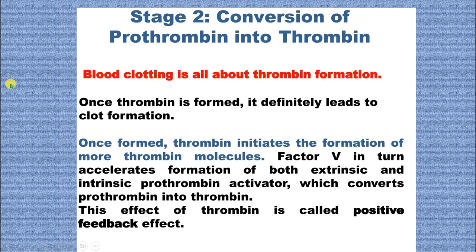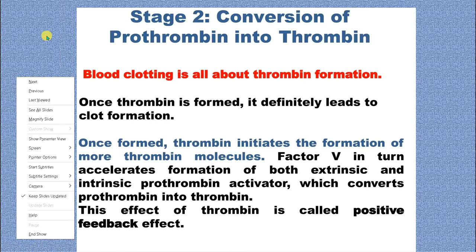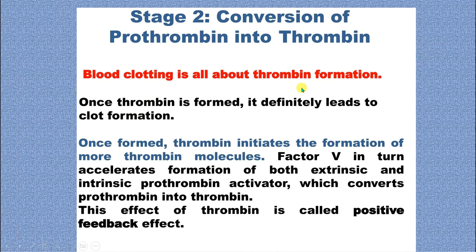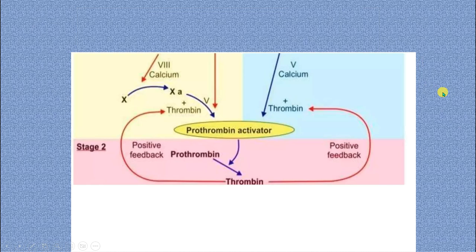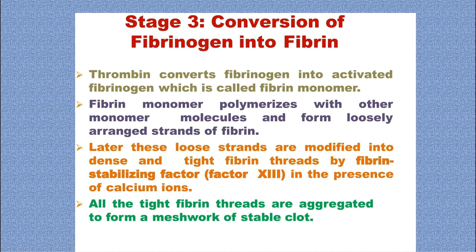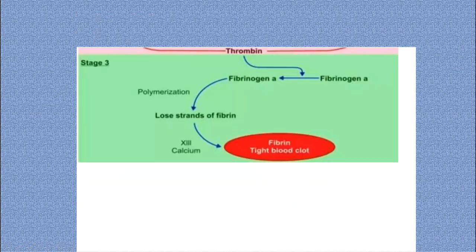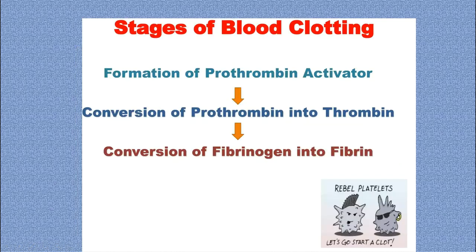Then stage 2 is also called the conversion of prothrombin to thrombin. Here the prothrombin is converted to thrombin. Then stage 3 is the conversion of fibrinogen into fibrin. Here, fibrinogen is converted to fibrin under different clotting factors along with calcium.